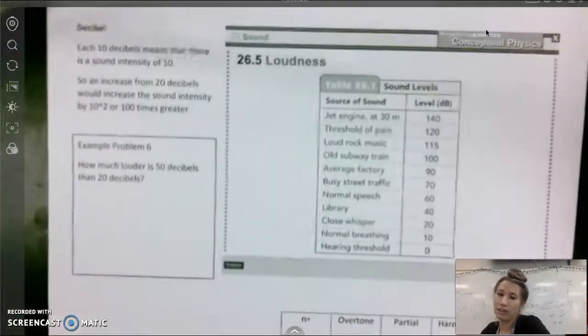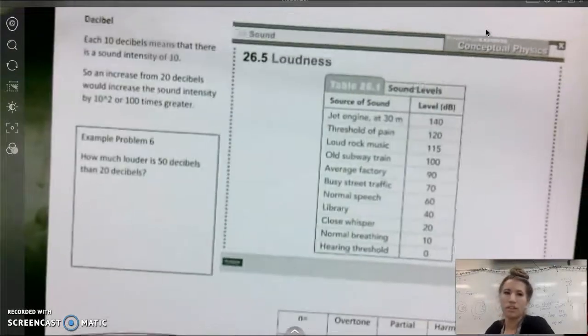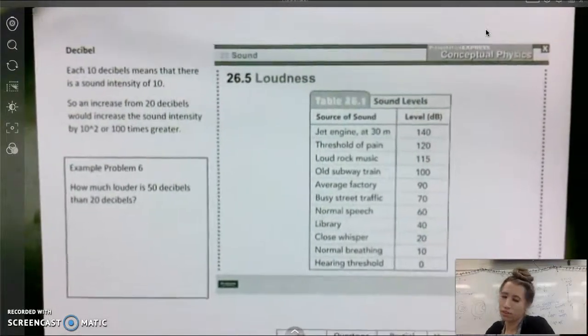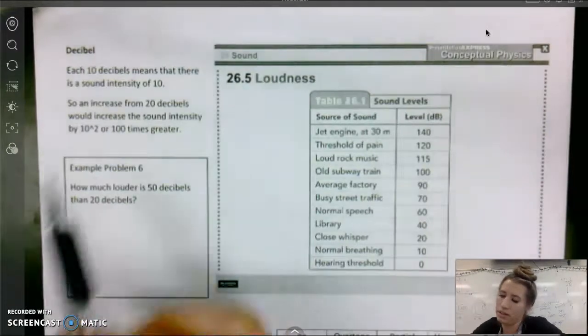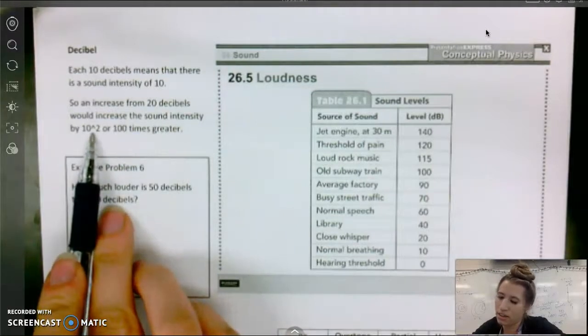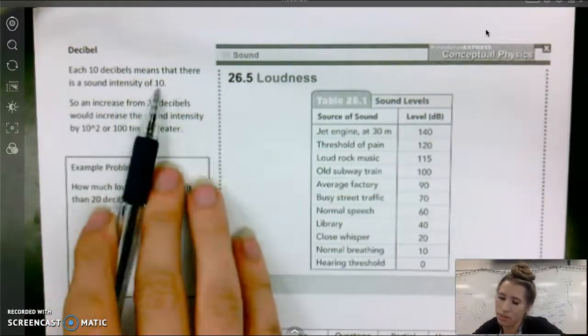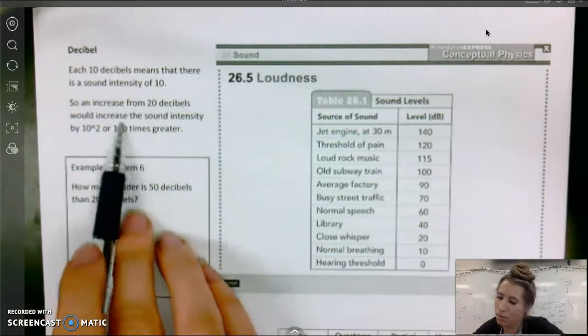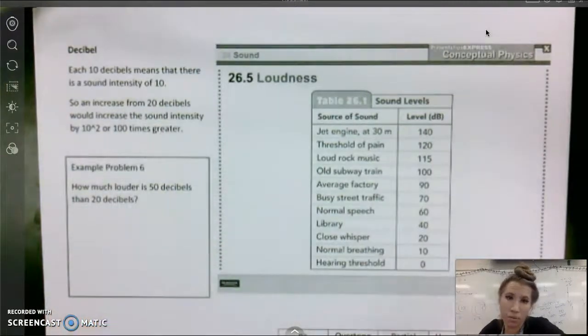We measure loudness in decibels. Decibels are really interesting. Each 10 decibels means there's a sound intensity of 10. So if we increase from 20 decibels, it would be 10 not to the first, but 10 to the second. And so we'd have a sound intensity of 10 multiplied by 10, or 100 times greater than it was before.